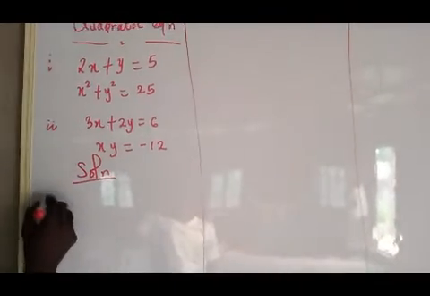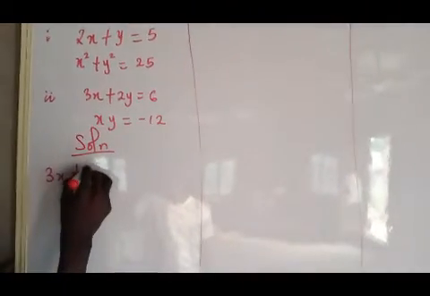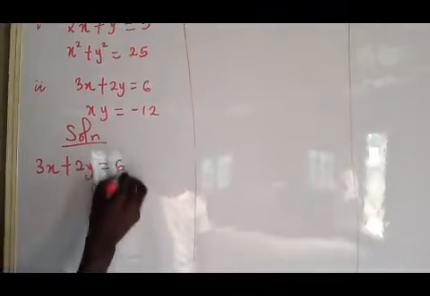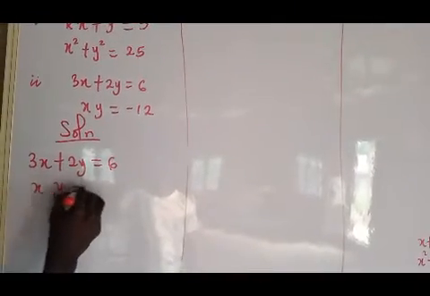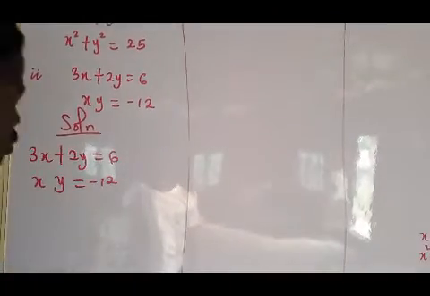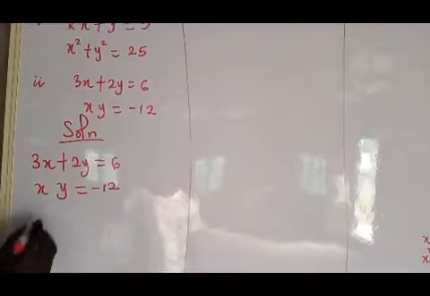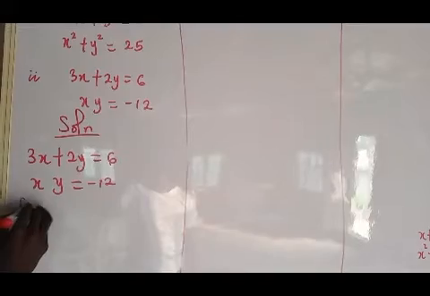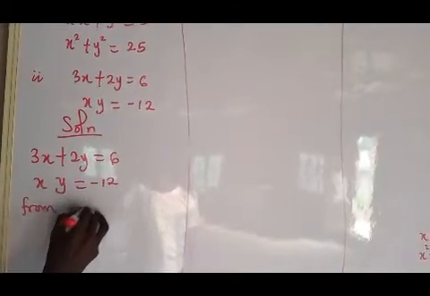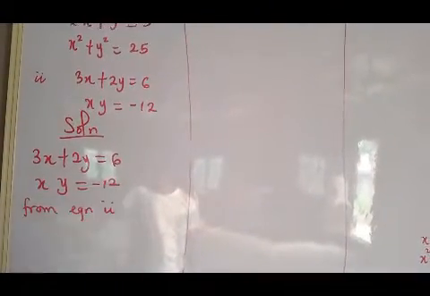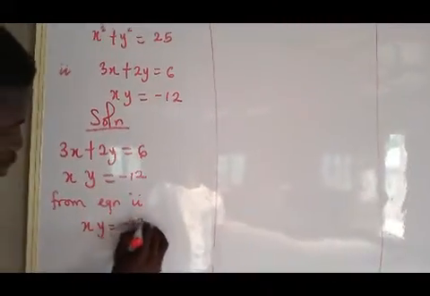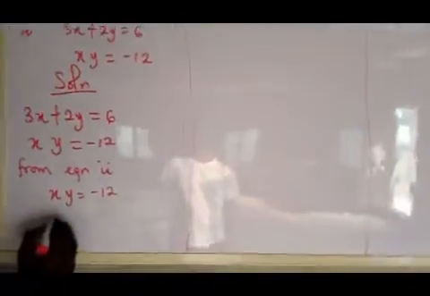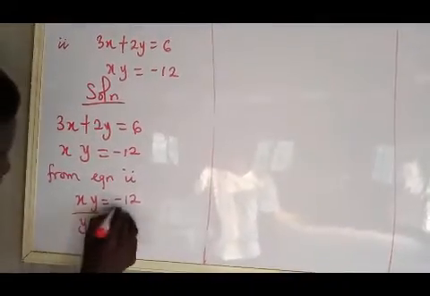Second example, we have 3x plus 2y equals 6, and xy equals minus 12. So from here, let's do some other things. In our first example we used equation 1. So let's say from equation 2, we have xy equals minus 12. Here, make x the subject of the formula. If you make x the subject of the formula, you will have it divided by y.